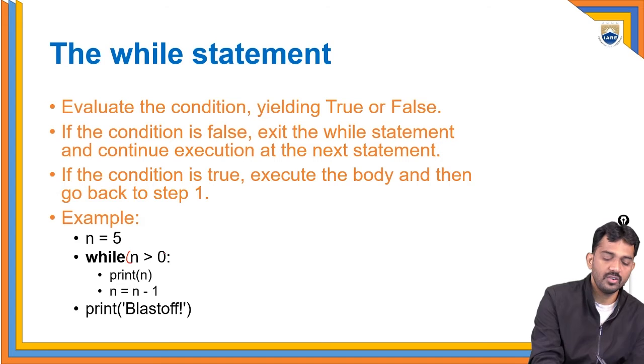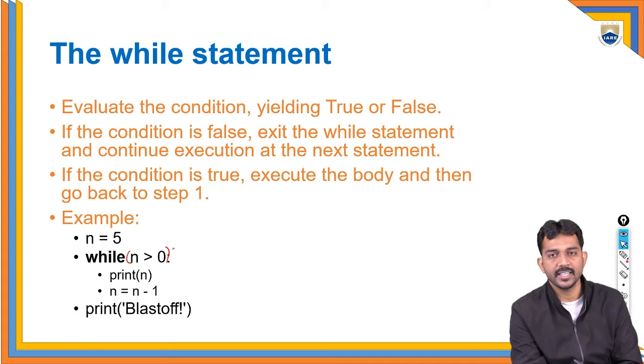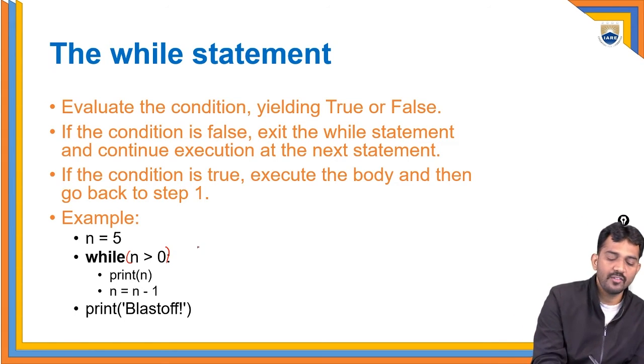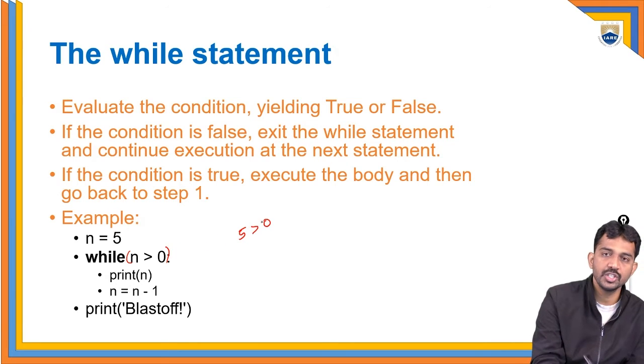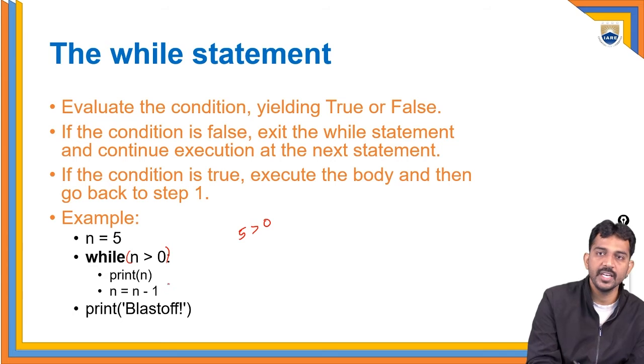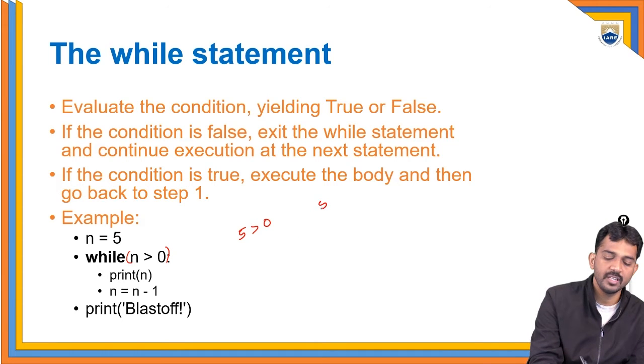Here you just use the brackets, right? So while of n means, what is the n value? The n value is 5, right? 5 is greater than 0, the condition is true. When the condition is true, it comes to the print statement. What is the n value? 5, so it will print 5. Next, the n value goes to 4, right? 4 is greater than 0. The condition is true, so it prints here.